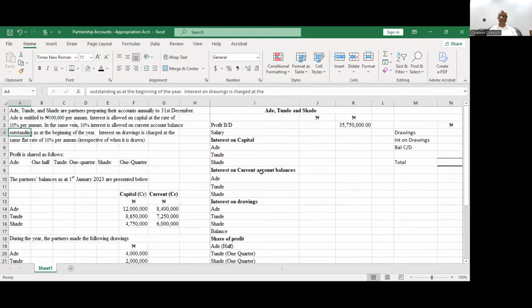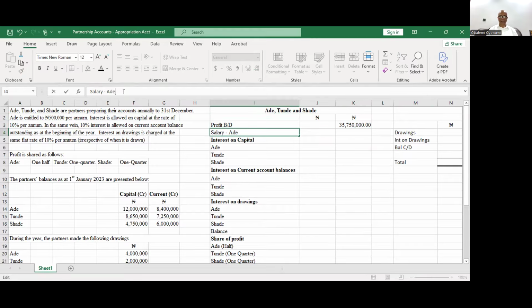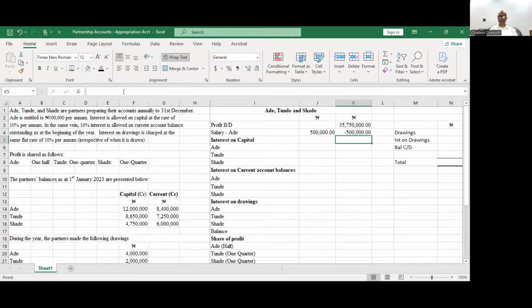He said that one of them got a salary amount of 500,000. So we have 500,000 here for him. Now, because this is salary and it's going to be taken away from the profit brought down, automatically we're going to be having this one as a negative entry here, just to make sure that we capture it appropriately. I'll do the formatting later.